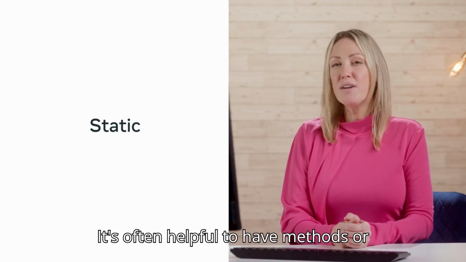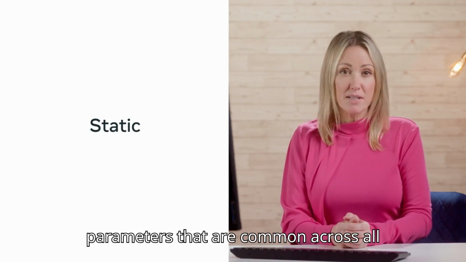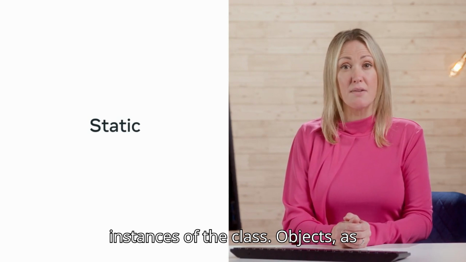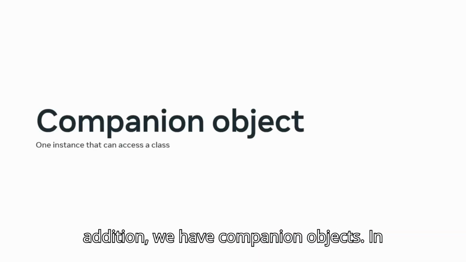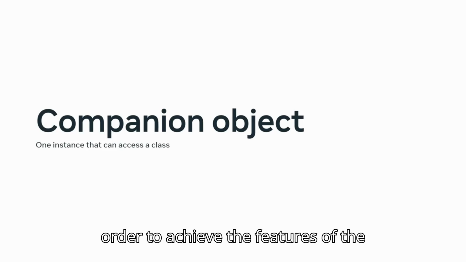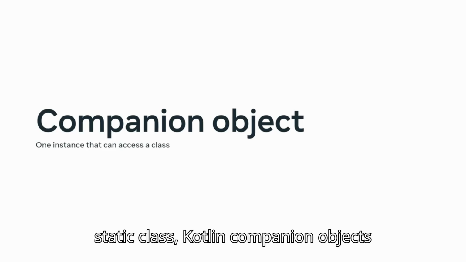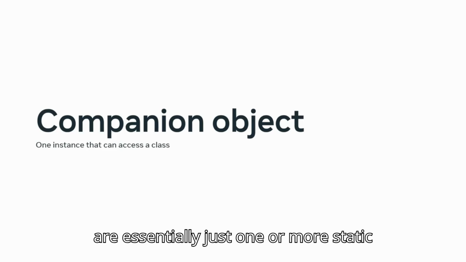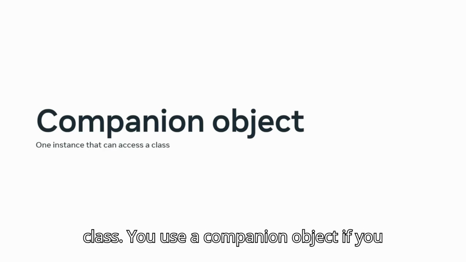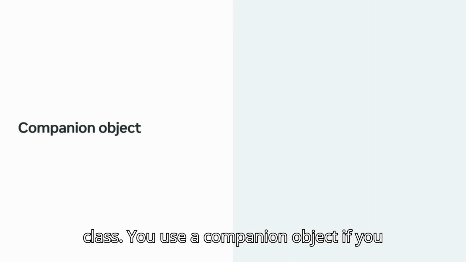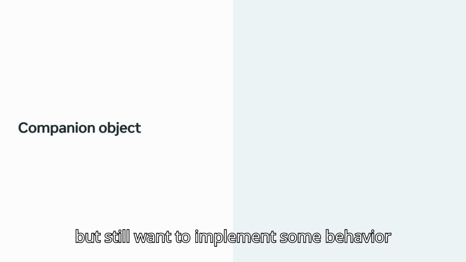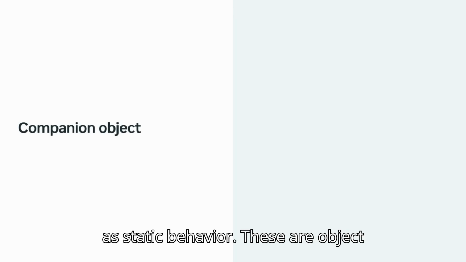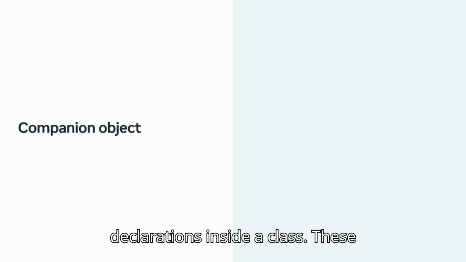It is often helpful to have methods or parameters that are common across all instances of the class. Objects, as mentioned earlier, are static. In addition, we have companion objects. In order to achieve the features of the static class, Kotlin companion objects are essentially just one or more static fields or methods declared inside a class. You use a companion object if you want some implementation to be a class, but still want to implement some behavior as static behavior. These are object declarations inside a class.